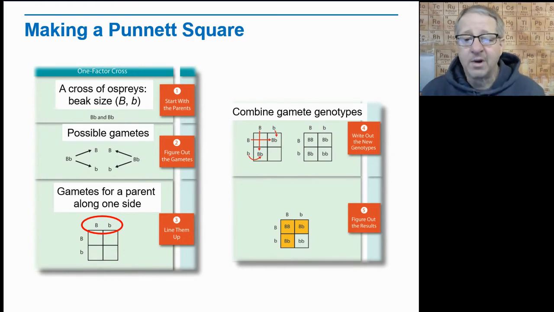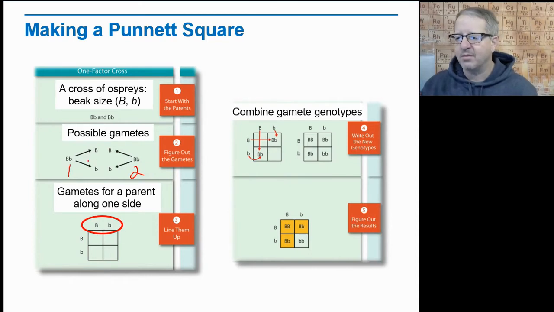Okay, so then once we know the genotype of the parents, we have to separate their possible gametes, right? Separate their alleles. And that's what's happening here on step 2. We're figuring out the gametes. So here's parent 1, and here's parent 2. And the possible gametes that they can provide are either a big B or a little b because they're heterozygous.